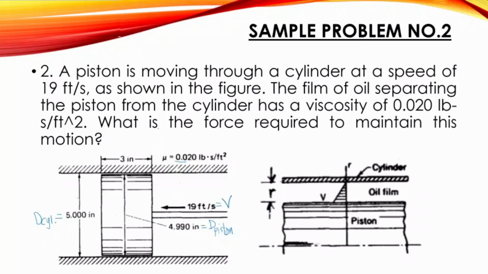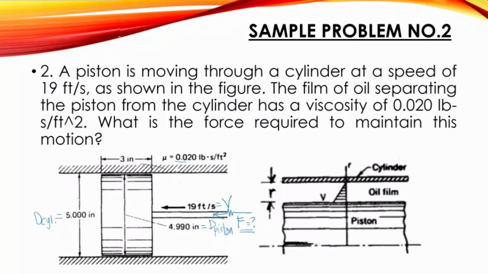But what is being asked here is the force required to maintain the motion. Since the velocity is pointing to the left, the direction of the velocity is to the left, then we expect that the force is also directed to the left. So this is the requirement, guys. How much force should be exerted to keep the piston moving, to maintain the motion of the piston in the cylinder?